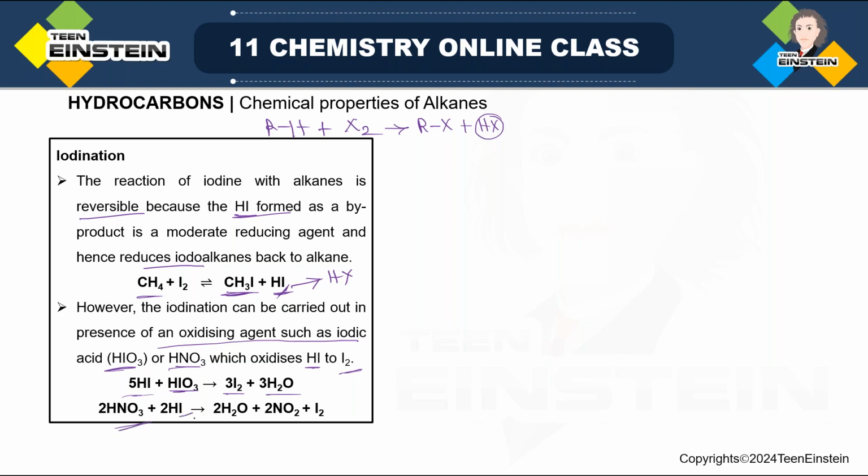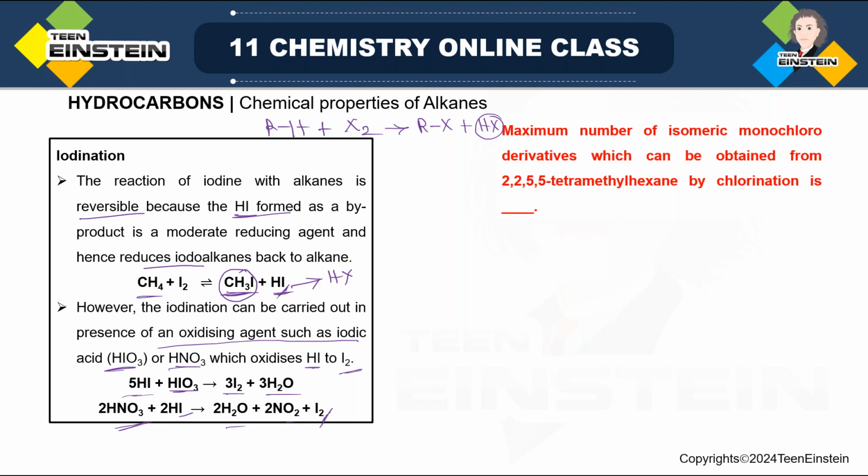Similarly, HNO3 can react with HI, and the products we get, iodine obviously will be there, and these are the byproducts. So in this way, by using some strong oxidizing agent, we can remove the side product HI so that it cannot reduce our desired product CH3I back to starting material. Okay.